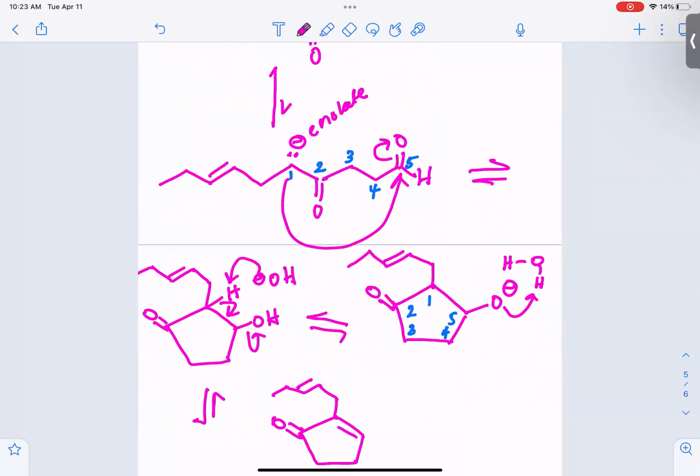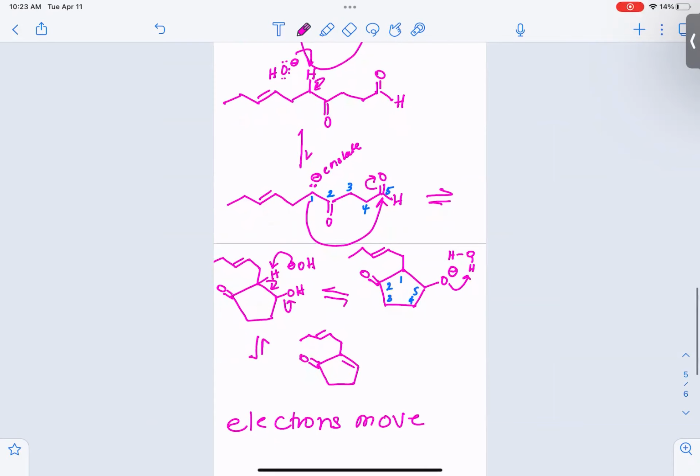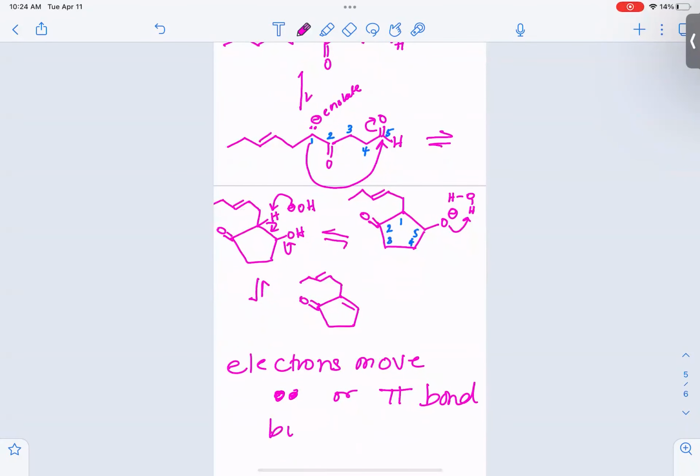Again, I'm most likely not going to give you a molecule that's that complicated from an NMR perspective. But you need all of that for the mechanism. Remember, with your mechanisms, it's the electrons that move. So you're moving lone pairs, or pi bonds, or just bonding electrons.